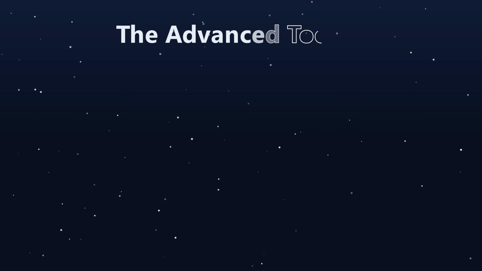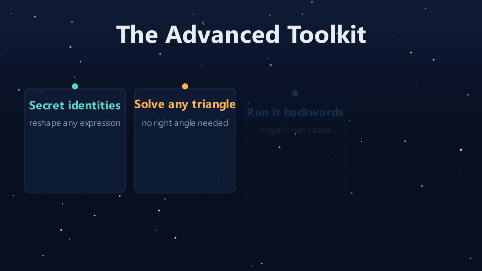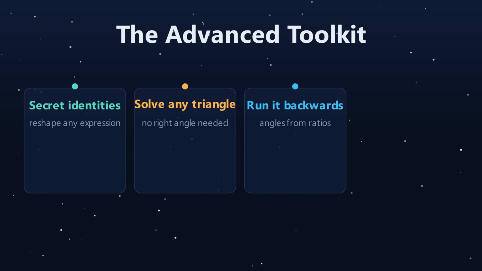This is the advanced toolkit. We'll crack open the secret identities that let you bend any trig expression into a new shape. We'll solve triangles that have no right angle at all. We'll run trigonometry backwards. And then we'll uncover something almost unbelievable, that every single one of these rules is hiding inside one short, beautiful equation. Let's build the power tools.